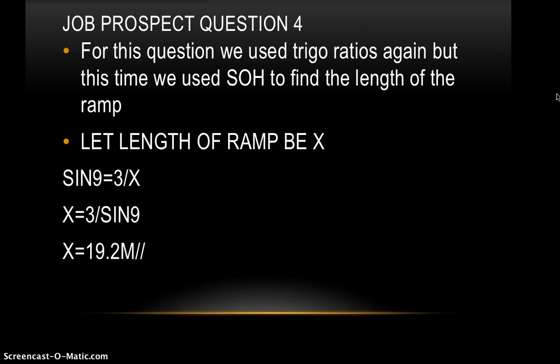Okay, so for job prospect question 4, this is the last question. For this question, we used trig ratios again, but this time we used SOH to find the length of the ramp. So we let the length of the ramp be x. So sine 9 equals 3 over x. So x will equal 3 over sine 9. So the length of the ramp will equal 19.2 meters.